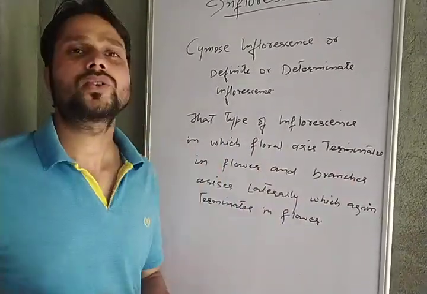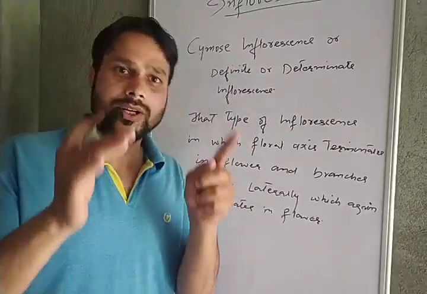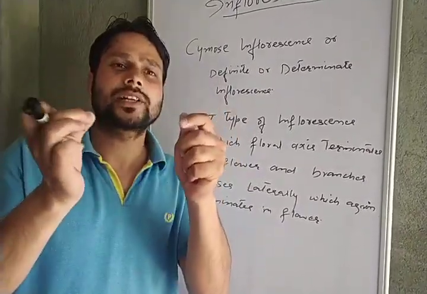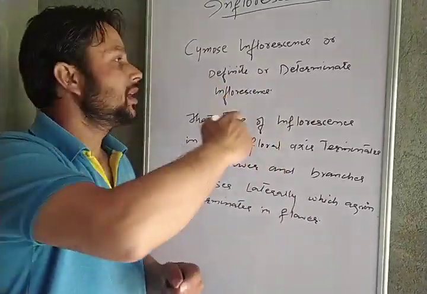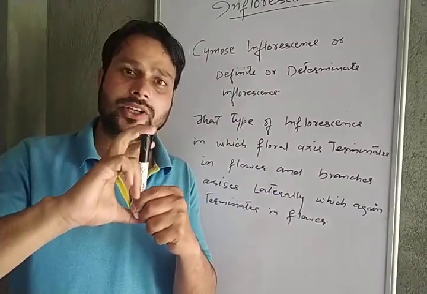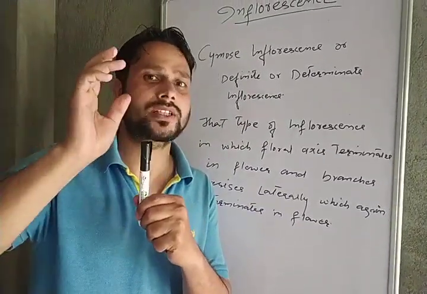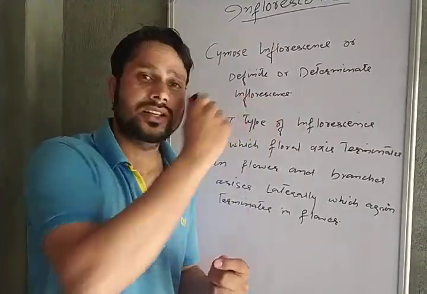So cymose inflorescence is that type of inflorescence in which the floral axis terminates into a flower, and a lateral branch arises, which again terminates in a flower. This again gives a lateral branch, which again terminates in a flower. This process continues, and it becomes definite because the floral axis terminates into a flower at a point and further growth does not occur. In racemose type there was indefinite growth, but here there is definite growth.